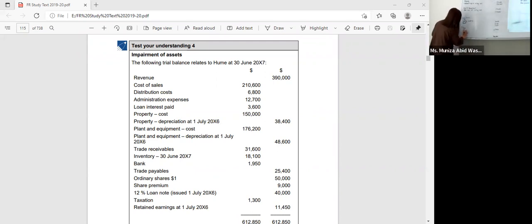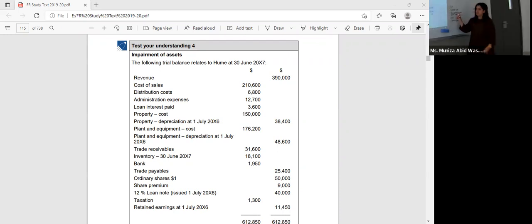Accrued interest of 1,200 will be taken to the current liabilities. Together with that, this accrued interest has to be taken to our administrative expenses as well. Basically, you have to show this all in your workings. Accrued interest of 1,200 will also be taken here.